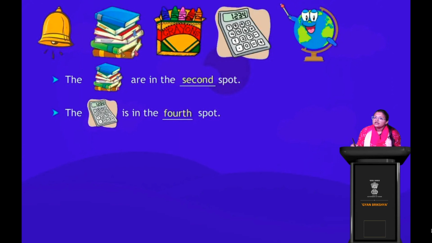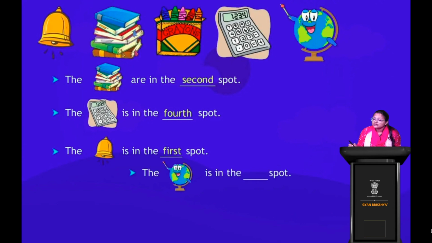Okay, now the bell is in the dash spot. Which spot? Yes, very good, it is in the 1st spot, right? Okay, now the globe is in the dash spot. Which spot? Yes, very good, the globe is in the 5th spot, right? Okay, now, and the crayons are in the dash spot. Which spot? Yes, very good, the crayon is in the 3rd spot.